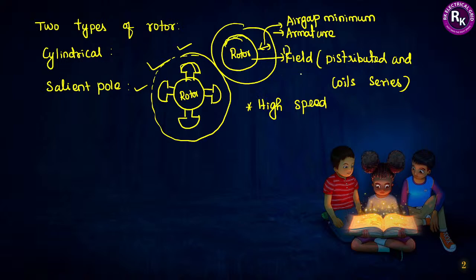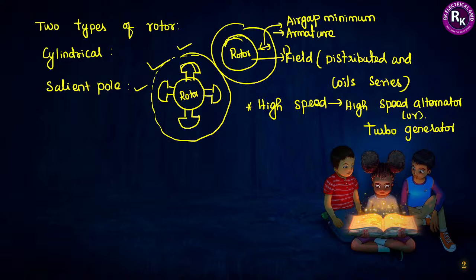The first point I told, field coil is distributed and all the coils of the field are connected in series. And second, I told you that between stator and rotor we will have minimum amount of air gap. And the third one is it can be operated at a high speed. So that's why it is called high speed alternator, or some people call it a turbo generator. So it will be operated at a very high speed. That is another notable point.